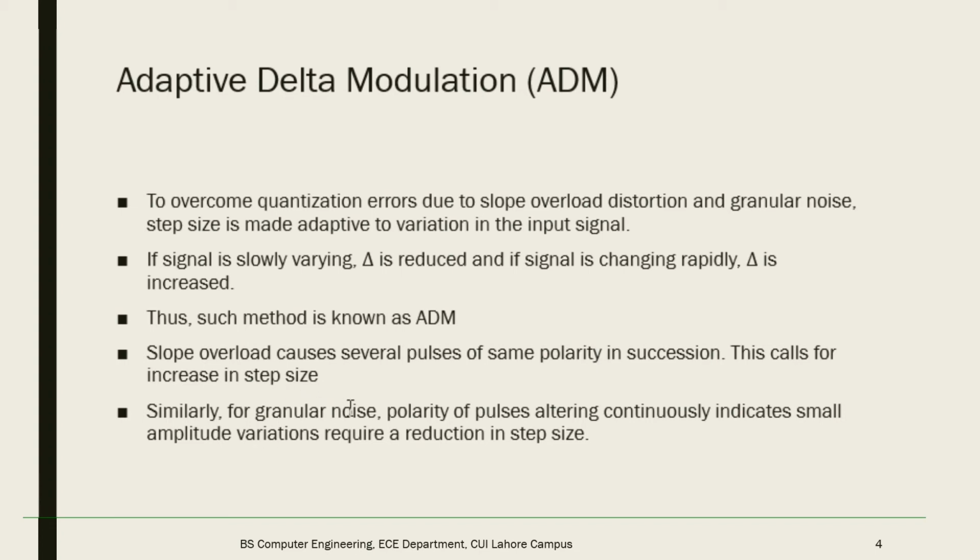Similarly, for granular noise, the polarity of the pulses alternates continuously, meaning sometimes it is plus, sometimes minus. So it is showing that the polarity of the pulses is changing continuously, and it indicates small amplitude variations. Thus it requires a reduction in step size.